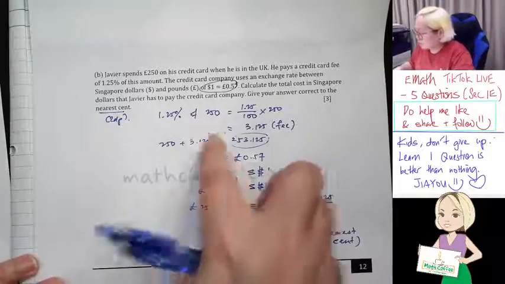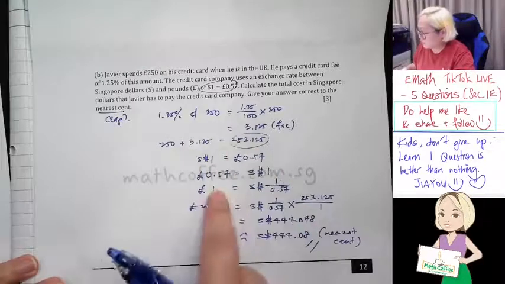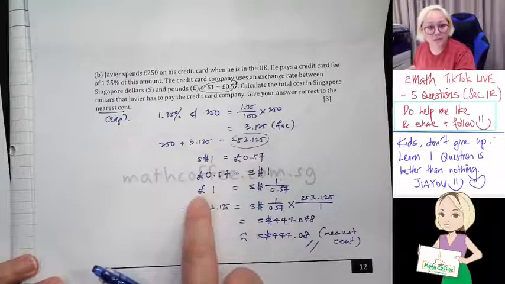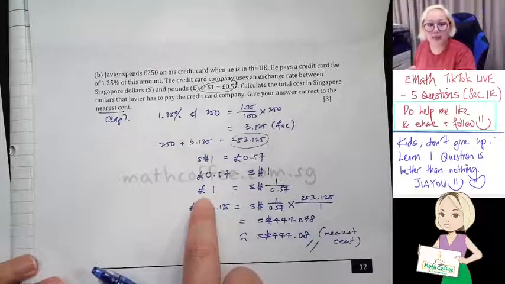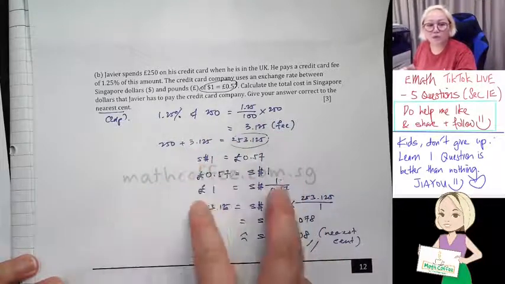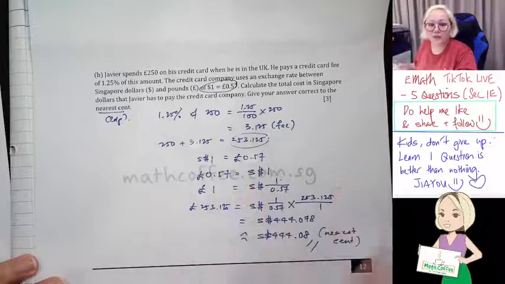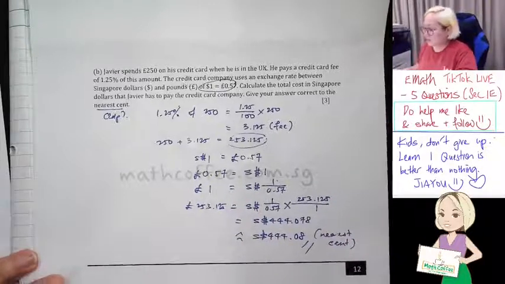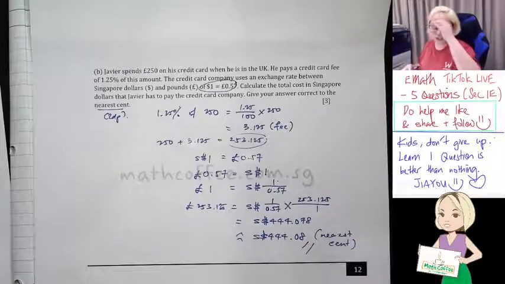If I want to change pound to Singapore, I make sure my pound is on my left hand side. I want to make my pound $1 on the left hand side. Then it's very easy to find. It's just a unit like that. I make 1 unit, then after that, I just find how many units I want. Okay, so this is how I do the currency exchange.